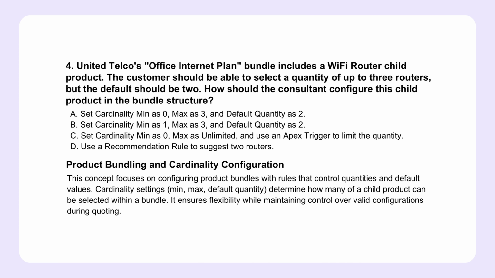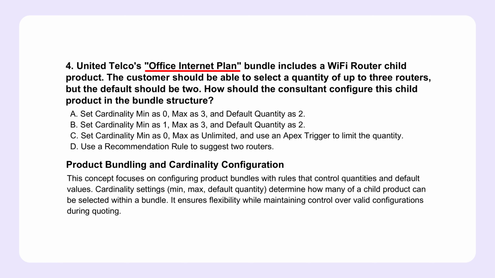Within those bundles, we've got an Office Internet Plan bundle. It includes a Wi-Fi router as a child product. Now, here are the business rules. Customers can select up to 3 routers, but we want the default selection to be 2, and crucially, they can select 0 if they already have their own gear. That's a classic challenge, managing minimums, maximums, and those smart defaults all at once.